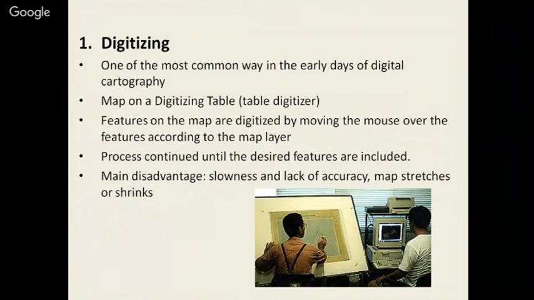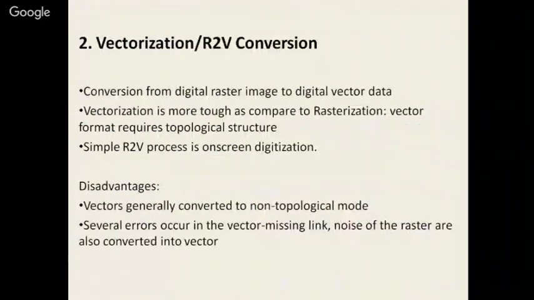The main disadvantage of the older form is its slowness and lack of accuracy, and the map shrinks or stretches when made, so it gives us inaccurate data. Vectorization and raster to vector conversion is a newer way of retrieving the data in raster form: conversion of a digital raster image to digital vector data.